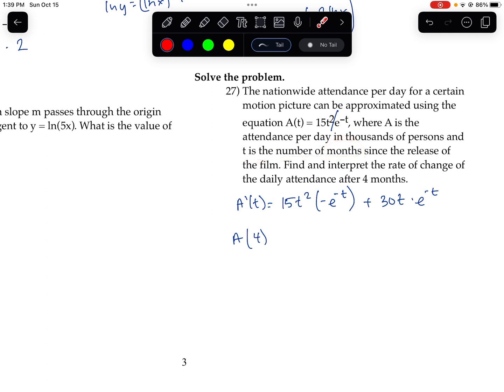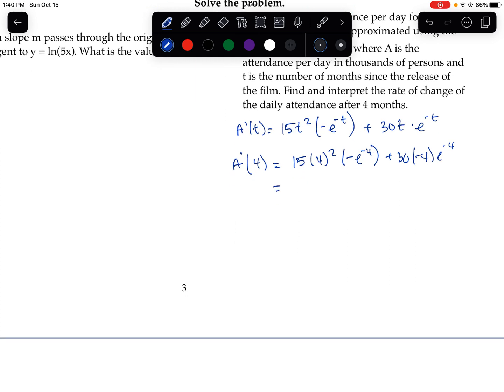There you go. So at 4 months, A prime of 4 would be equal to 15 times 4 squared times negative e to the negative 4, plus 30 times 4 times e to the negative 4. You don't have to do this by hand; you can just plug that all into a calculator.